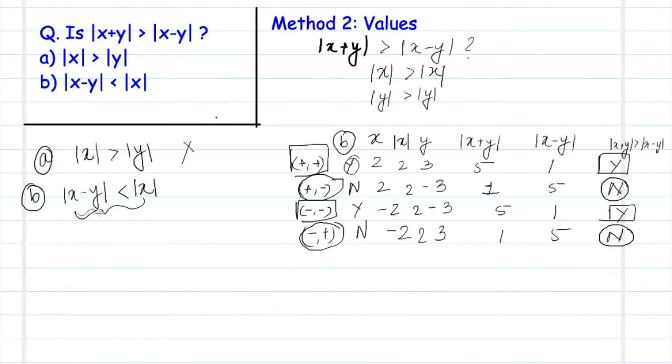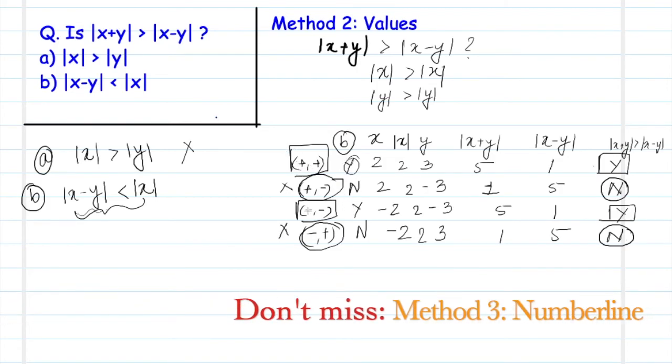What does that tell us? We are given that mod of x minus y is less than mod of x, which means the no values are not possible, right? We have to only pick the values where it is true, which are the yes values. And the yes values are where x and y are the same sign. So we can see that when this happens, xy is greater than 0. So obviously, whenever this happens, our answer to the asked question, is mod of x plus y greater than mod of x minus y, will also be yes. Hence, this one is sufficient to answer the question.